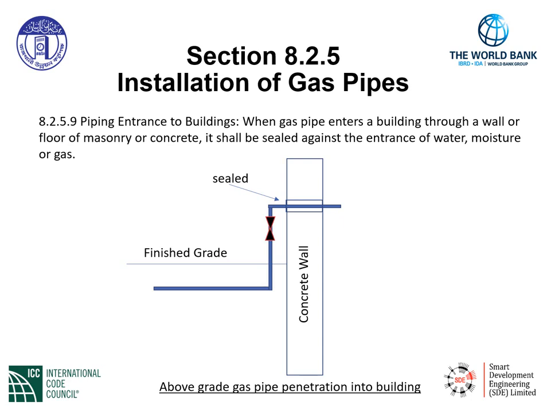Like the previous section we talked about, this application shows that the piping emerges from the grade underground and enters the building above grade. According to this section, we apply the requirement and seal the piping against entrance of water, moisture, or gas. So this is an above grade application of gas piping penetrating into the building.